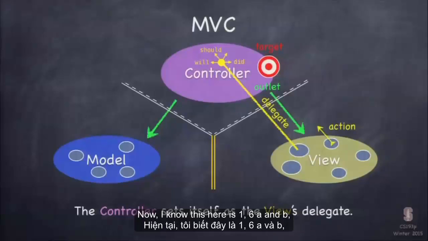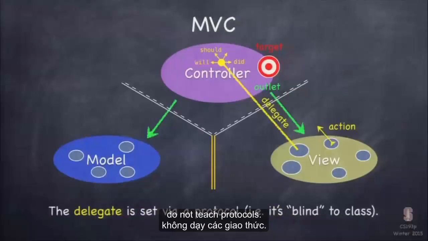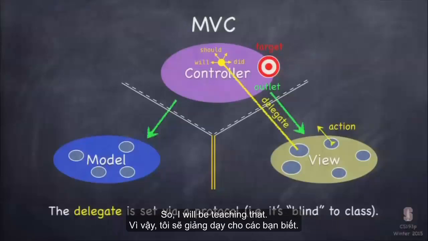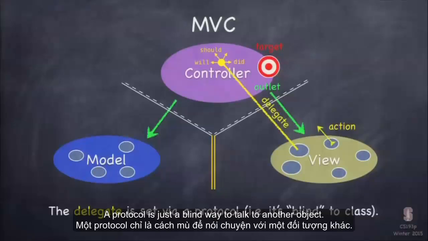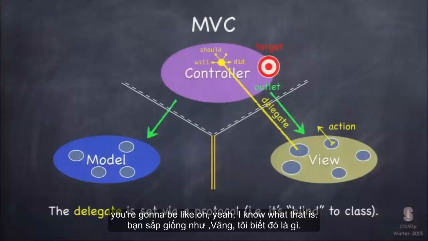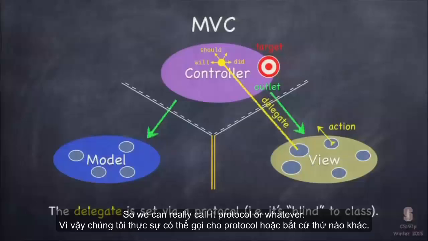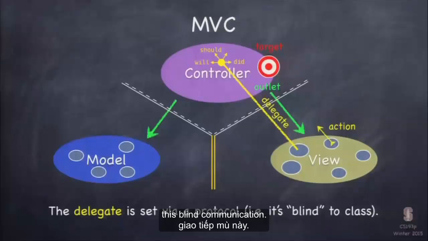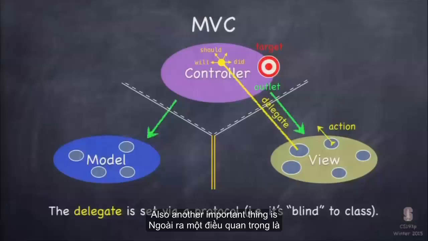Now, I know that CS106A and B do not teach protocols. How many people know what the word protocol means in object-oriented programming? I can see very few of you. So I will be teaching that. A protocol is just a blind way to talk to another object. When I teach you, you're going to be like, oh yeah, I know what that is. We just didn't really call it protocol. But that's how we do delegation, this blind communication.